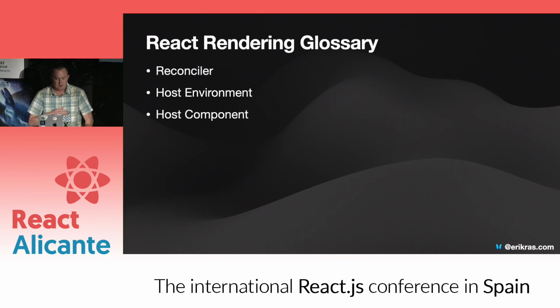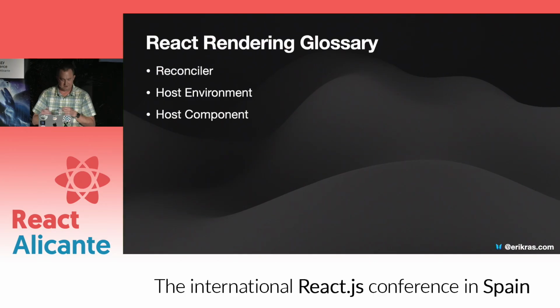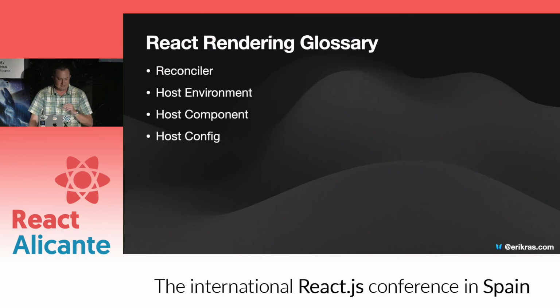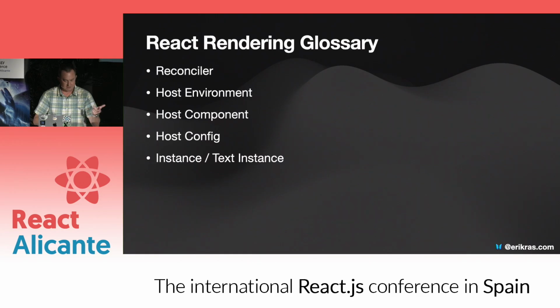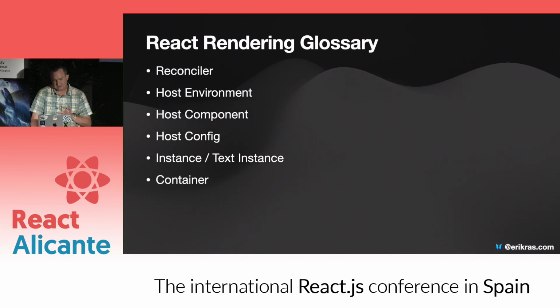The host component refers to the platform-specific elements, like a div for DOM or a rect in Canvas. Host config is this configuration file that you give to the React reconciler to describe how it should interact with your target environment. An instance is an object that represents one UI element in your environment, like an HTML element in JavaScript. The container is the root of your entire rendered tree.